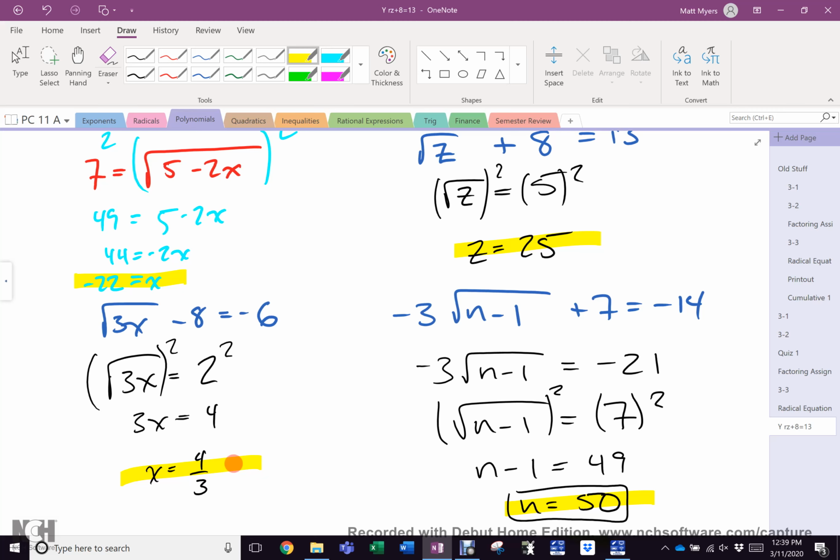Is there an answer to that? Yeah. Why not, Tiffany? You can never have a square root that equals a negative number. Why?